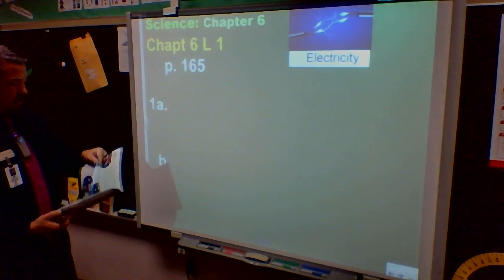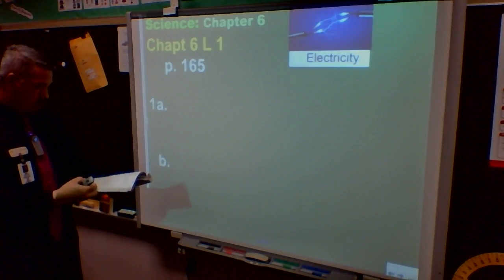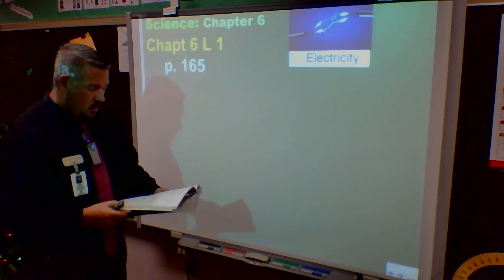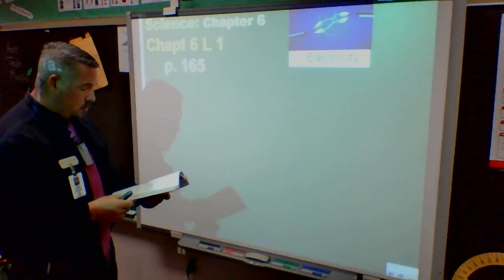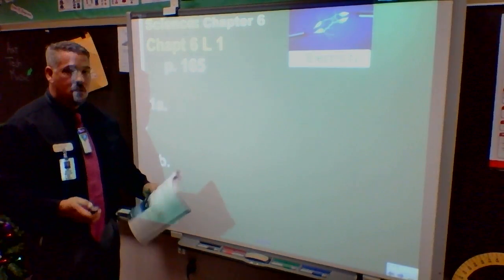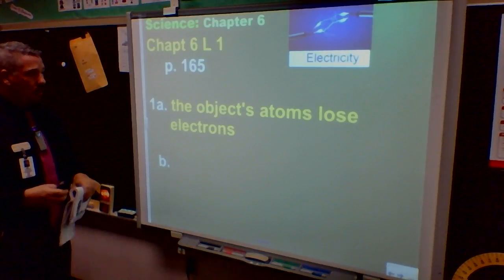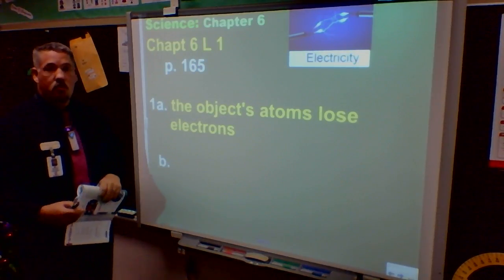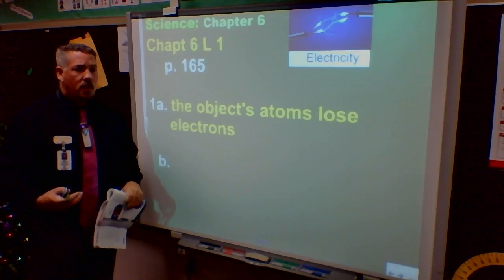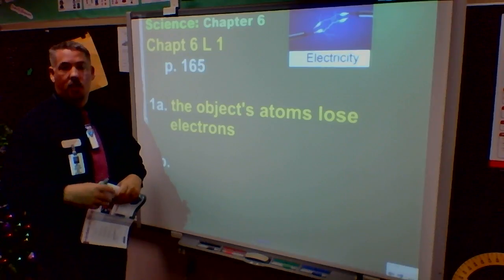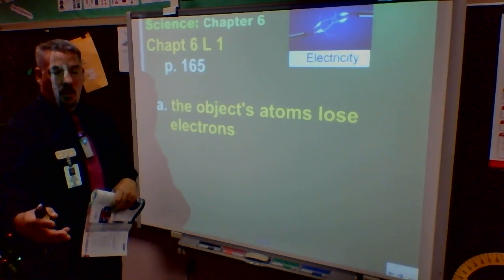The last thing that we look at then are the questions that are being asked on page 165. On 1A it says, what happens to an object's atoms when the object becomes positively charged? Well, when it becomes positively charged, the objects are going to lose their electrons. So it doesn't mean that they suddenly disappear and they're destroyed. It means that they are exchanged with something else. It's going to give off the electrons.